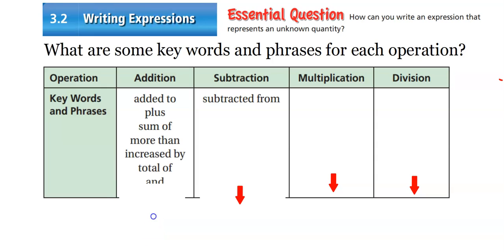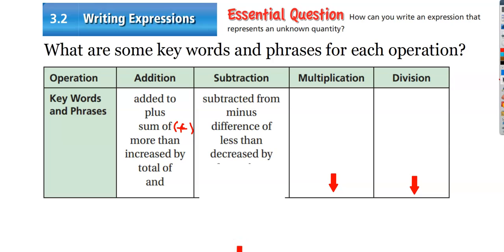So all of these, right: plus, sum of, more than. And when you see the sum of, these are kind of tricky words. The sum of usually means you're adding two things inside of parentheses, like this. And then the subtraction words are minus, difference, less than, decreased by, fewer than, take away.